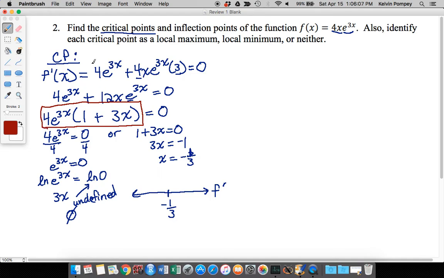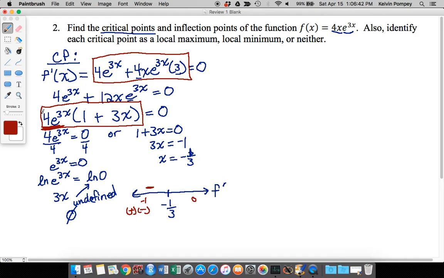You can go back to the original, plug in a number and see if you get positive or negative, and it'll give you the same outcome. This is more simplified. I'm going to pick a number like negative 1, that's on that interval, right? If I plug it in, notice anytime I plug anything into e to a power, it's going to be positive, so all I have to really worry about is this. If I plug in negative 1 here, I'm going to get 1 minus 3, which is negative. And so I know my derivative is negative from negative infinity to negative 1/3. And I'm going to pick a number like 0 here.